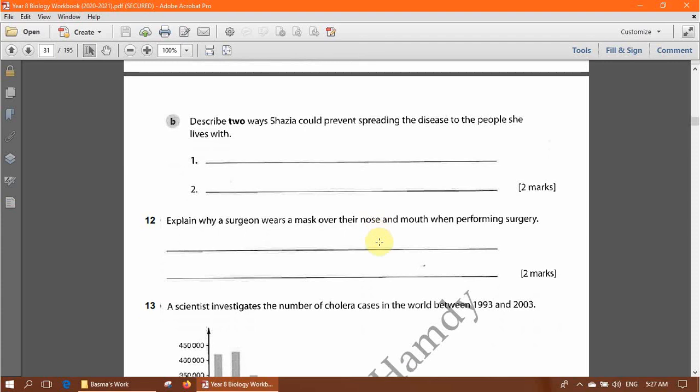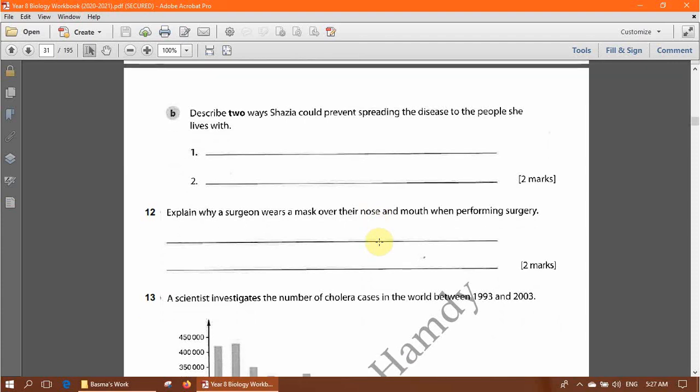Suggest why a surgeon should wear a mask over his nose and mouth. Of course, to prevent the microorganisms from the surgeon's mouth or nose from infecting the patient. So I'm protecting the patient. So I'm covering the nose and the mouth of the surgeon so that no microbes will go from his nose and mouth to the patient and infect him.